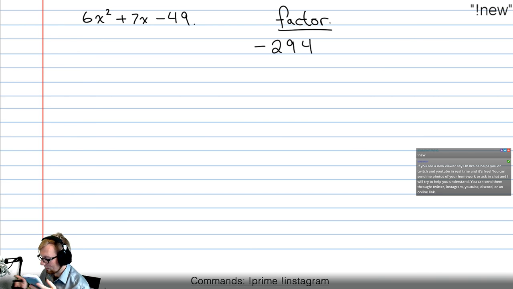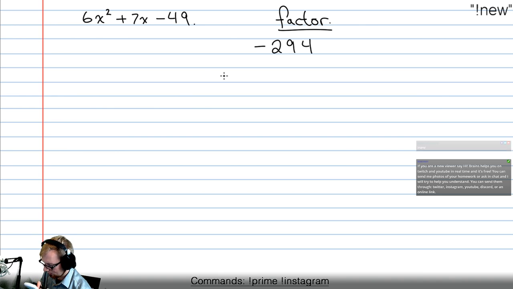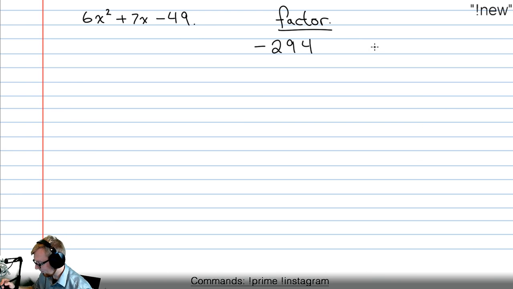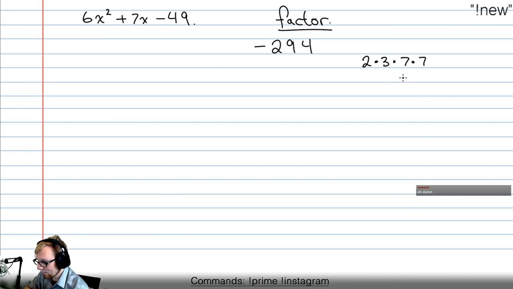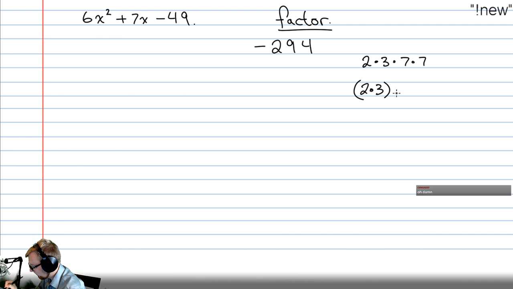So, 294. What are the factors, Raj? You have 2, 3, 7, and 7. So you've got 2 times 3 times 7 and 7. Good. So, what are your combinations of numbers? 2 times 3 and 7 times 7. Good. 2 times 7 and 3 times 7.